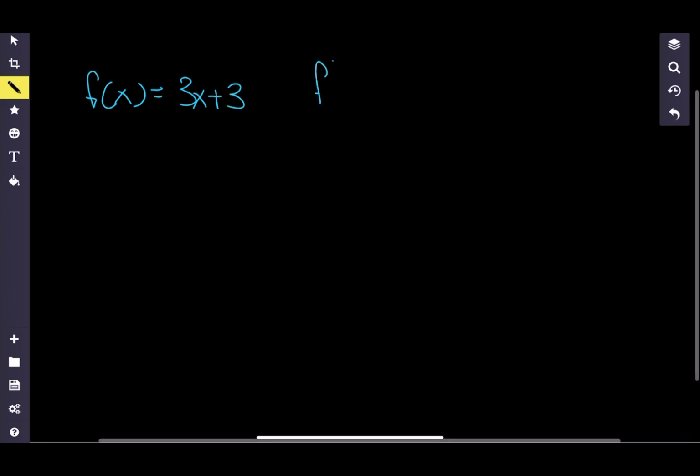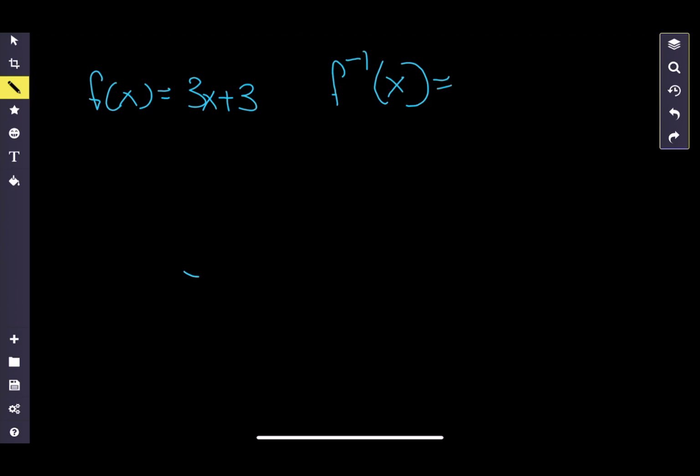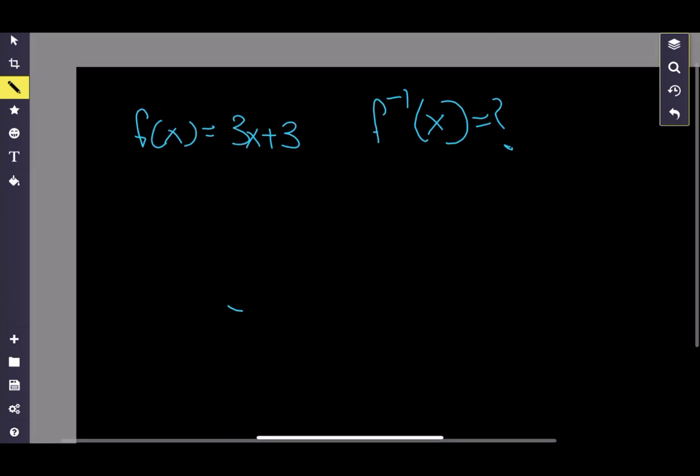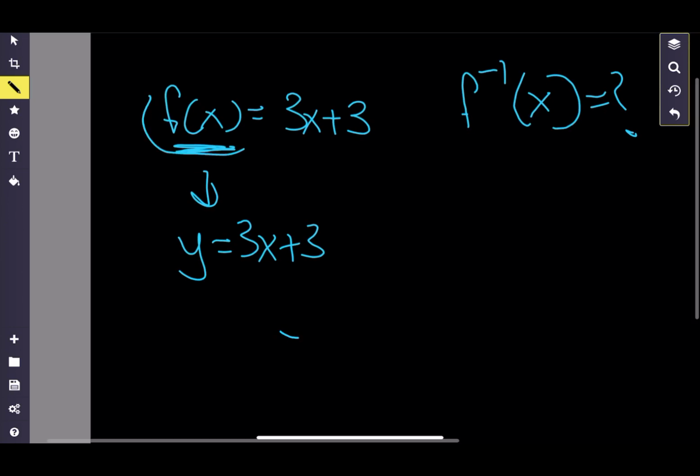Now let's say we have the function 3x plus 3, and we want to find the inverse of this function. How do we do this? Well, first off, whenever you're trying to find the inverse of a function, instead of using f of x equals blah blah blah, use y equals 3x plus 3. This will make things much simpler. So just rewrite f of x as y equals 3x plus 3.